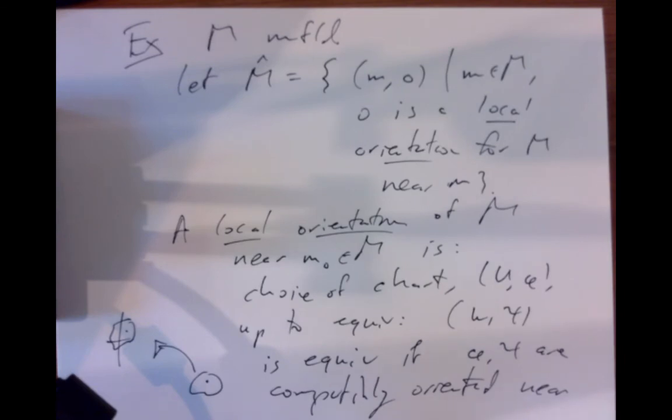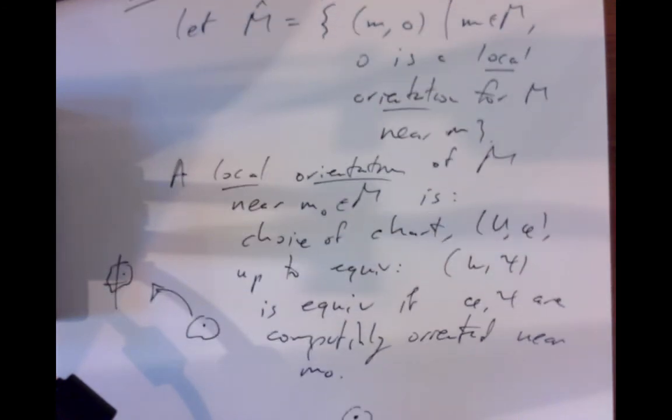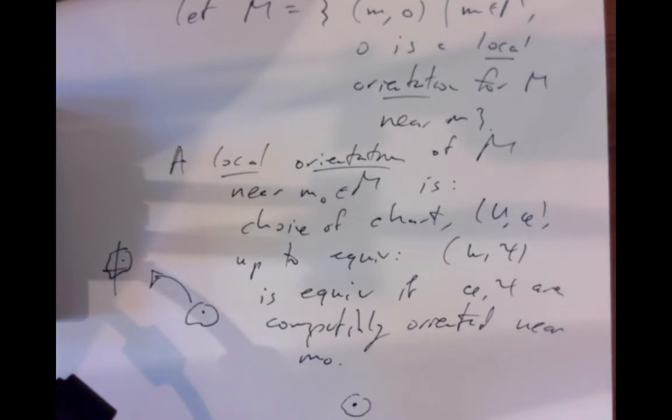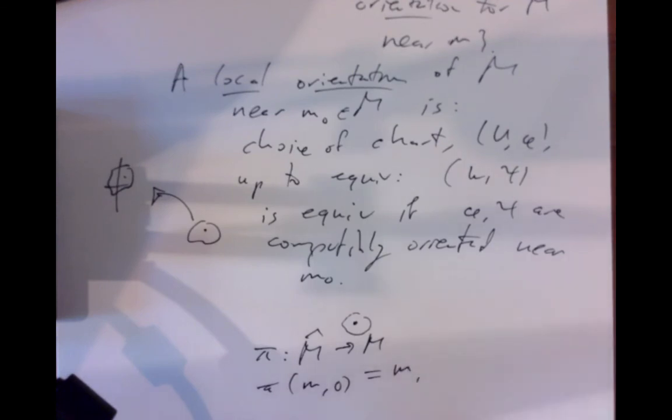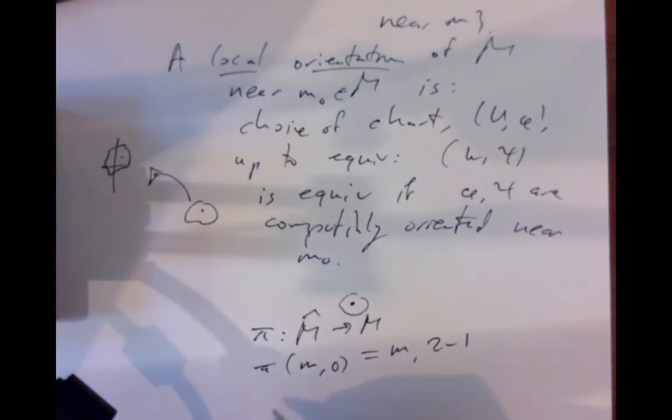And then there's only two possibilities, though, because up to this equivalence, the chart is either going to be compatibly oriented or incompatibly oriented near that point. They're either going to give the same or the opposite orientation near that point. And so the transition map either has positive determinant or negative determinant. And so there's only two possibilities. And so in fact we have the map, let's call it pi, taking M hat to M, given by pi of (point, local orientation) is just the point, and that's 2 to 1. And in fact, it's a covering map, which is again something you can check.